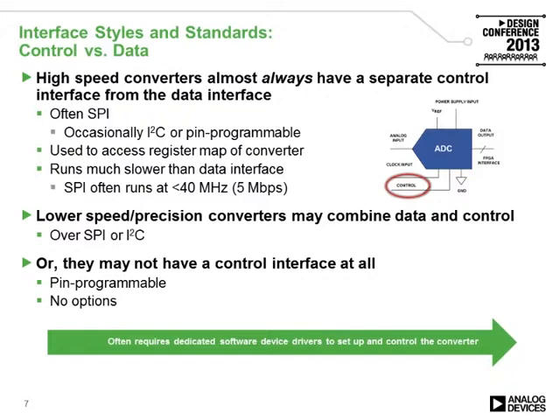Besides the data interface, converters typically also feature a control interface. Most often it's a 3 or 4-wire SPI interface with speeds below 40 MHz. Sometimes also I2C is seen. This control interface is used to access the on-chip configuration registers and requires dedicated software device drivers to set up and control the converter. Low-speed precision converters may combine data and control using an SPI or I2C interface, or some converters are pin programmable or may not have a control interface at all.